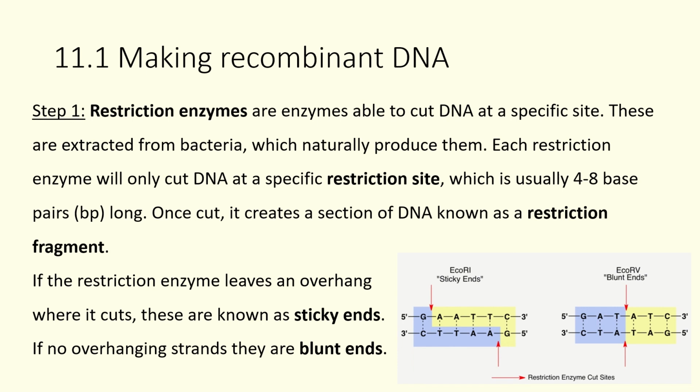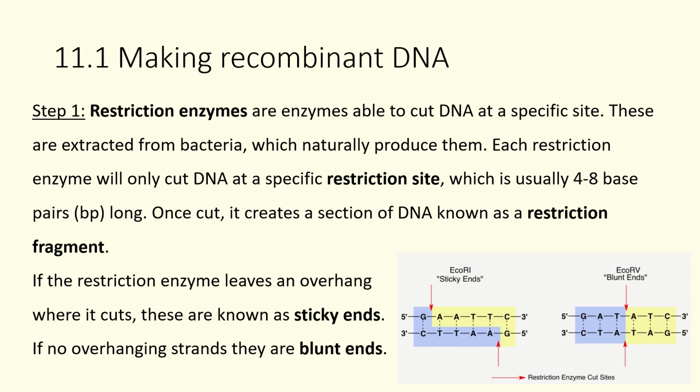So they look for a particular code of base pairs, 4 to 8 long, and that is the dotted line for them. That is where they know to cut. So once it cuts that, then we end up with our section of DNA we know as a restriction fragment.